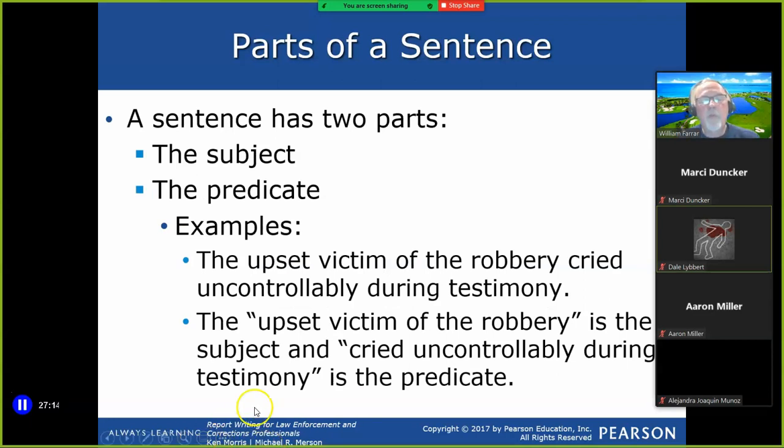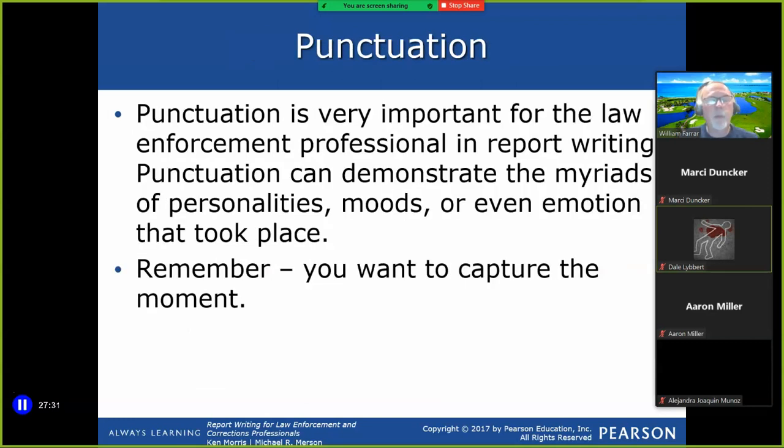So another couple examples. The upset victim of the robbery cried uncontrollably during testimony. Now that's kind of a long, kind of flowery sentence. You could probably make that a little bit better, but just to give you some examples of how those sentences are kind of made up.